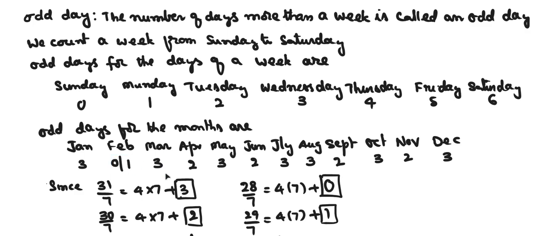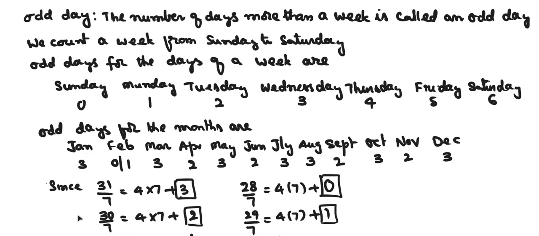For the month of March we have 3 odd days. For the month of April we have 2 odd days. For the month of May we have 3 odd days. For the month of June we have 2 odd days. For the month of July we have 3 odd days. For the month of August also we have 3 odd days. For the month of September we have 2 odd days. For the month of October we have 3 odd days. For the month of November we have 2 odd days. For the month of December we have 3 odd days.